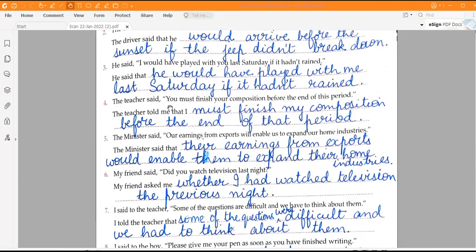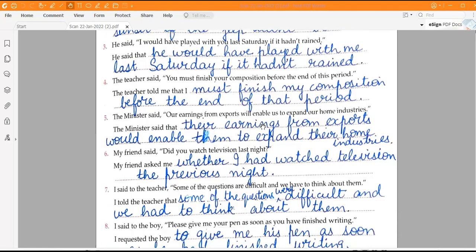Fourth one: the teacher said, "You must finish your composition before the end of this period." The teacher told me that I must finish my composition before the end of that period.